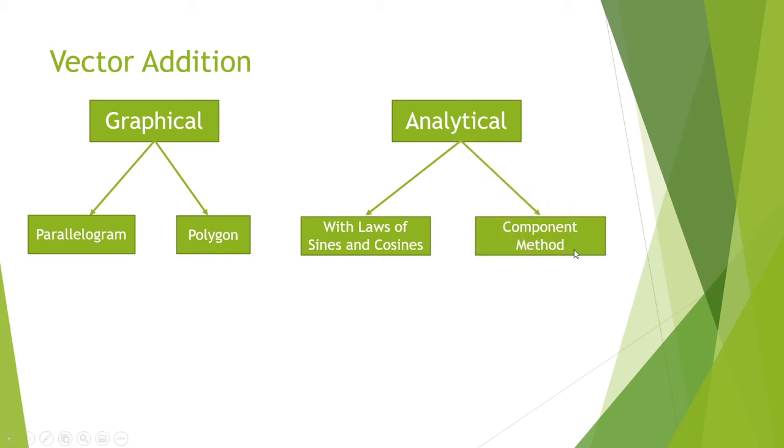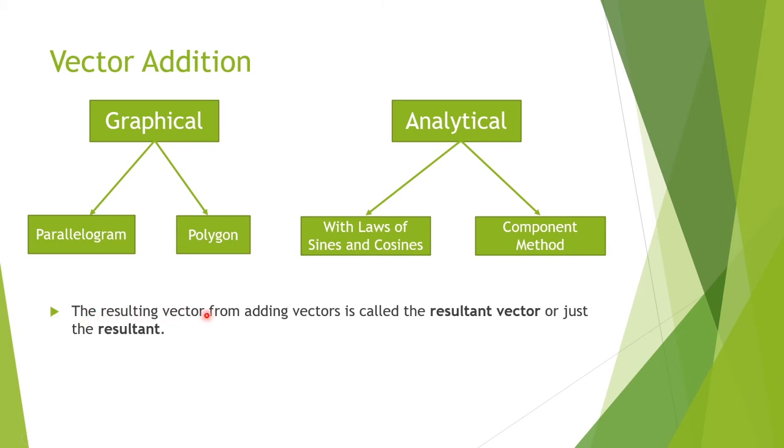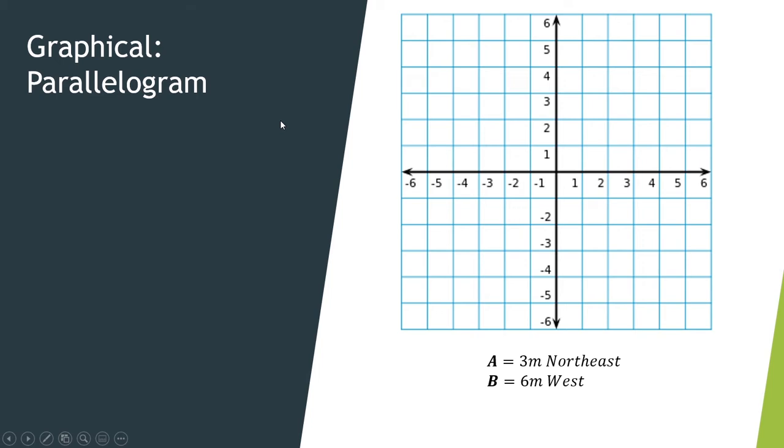Now, the resulting vector from adding vectors is called the resultant vector, or just the resultant. So whenever you see these two terms in your book or in your exams, it just means the result from adding two vectors. Let's go with the parallelogram method. How do we do the parallelogram method?